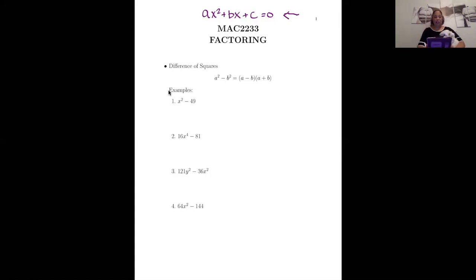So first of all, let's take a look at the difference of squares. In this case, we're going to have two terms, both of them perfect squares, and it has to be a difference. It has to be an x squared minus b squared, or a squared minus b squared. This does not work if I have an a squared plus b squared. If I have an a squared minus b squared, I can rewrite it as a minus b times a plus b, or a plus b times a minus b.